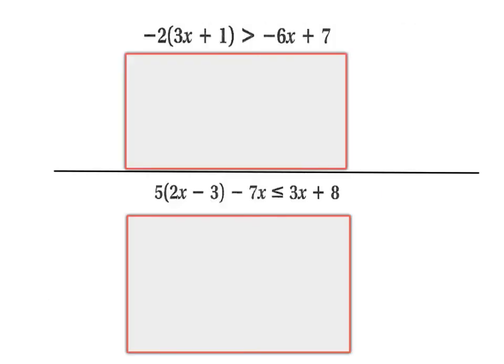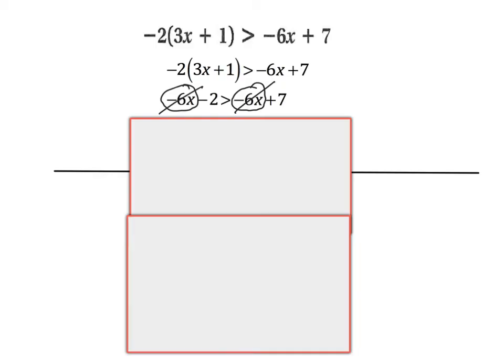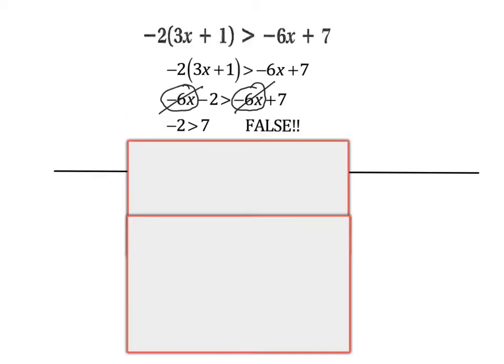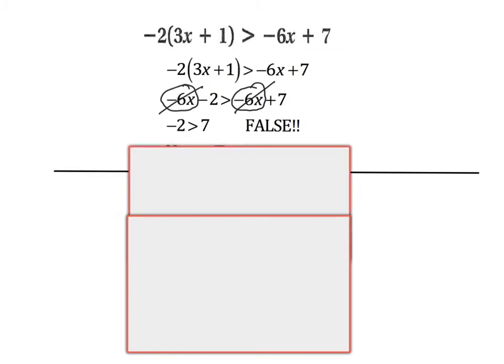So here's a couple examples of what we just talked about. The first thing I want to do is to distribute my -2 because I want to simplify both expressions. All right, so we distribute. And from here I notice that I have the same term on both sides. I have a -6x on one side and -6x on the other side. I can go ahead and cross those out because I know they're going to cancel each other out. And then I'm left with -2 is greater than 7. Well, that's a false statement, so it's never true or no solution. I'm fine with either of those answers.